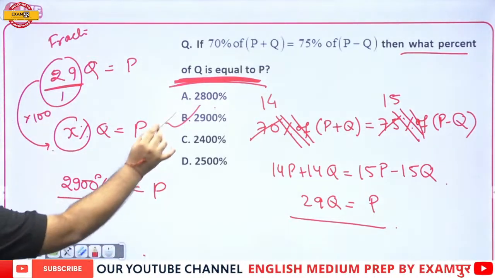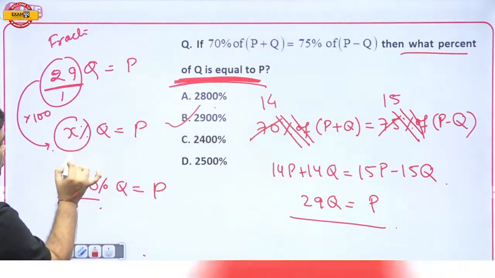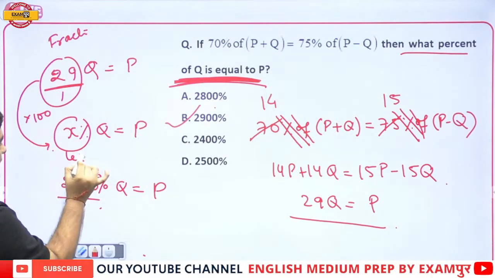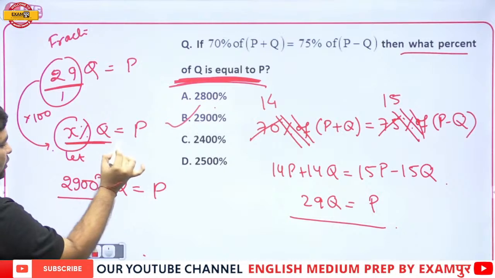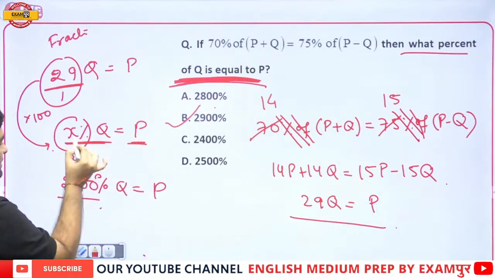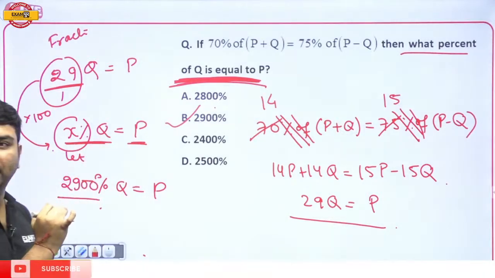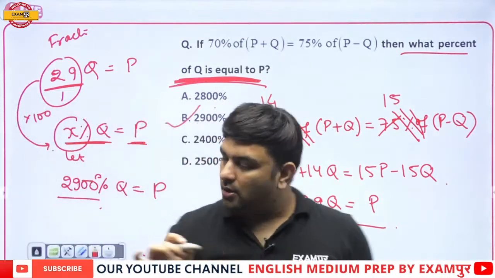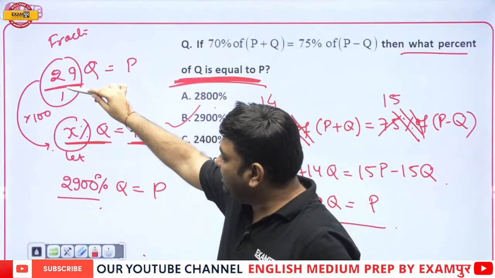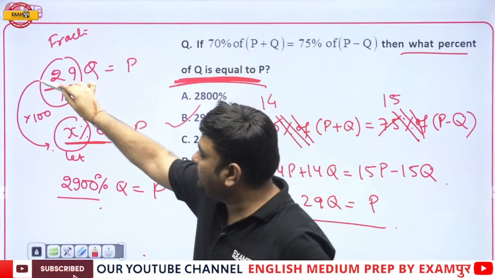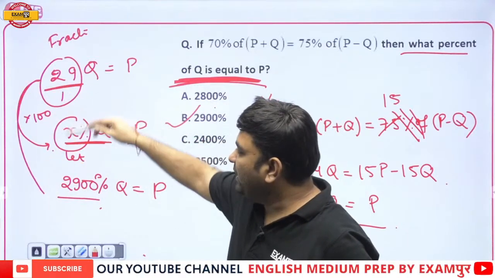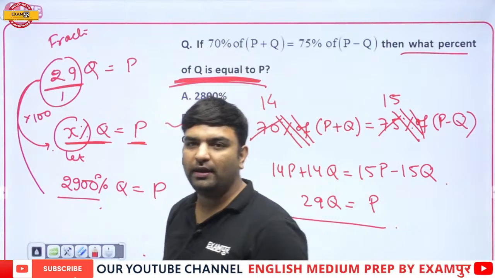Look at the language. What percentage of Q is equal to P? Let X percentage of Q be equal to P. Here it was a fraction. I need to convert it into percentage, so I multiply it by 100. It has become 2900%.